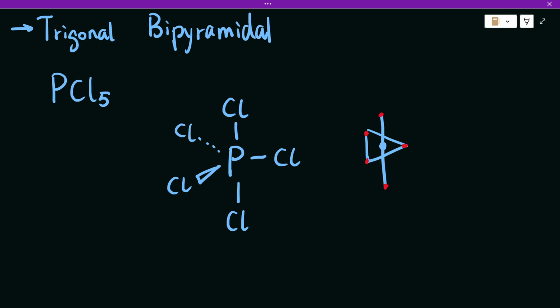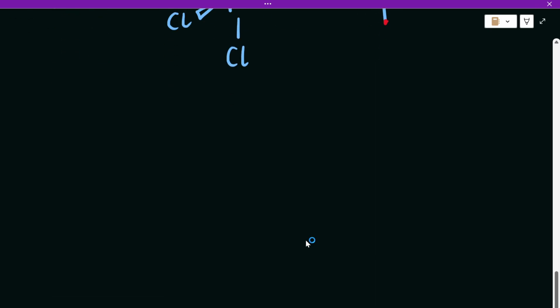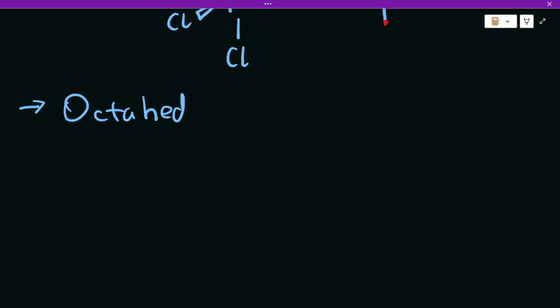And the next shape is called the octahedral shape. And for the octahedral, we will use sulfur hexafluoride.